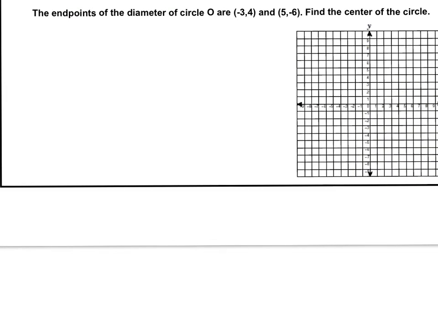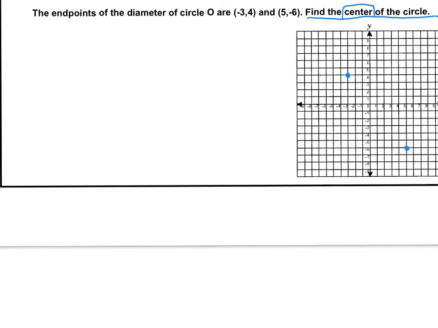It says the endpoints of the diameter of a circle are (-3, 4) and (5, -6). And I'm just going to graph those out. (-3, 4) and (5, -6). All right? That's the diameter of the circle. Find the center of the circle.